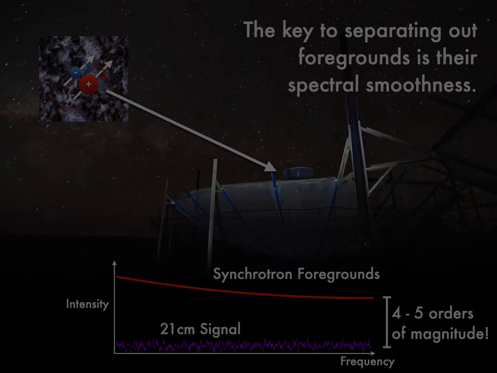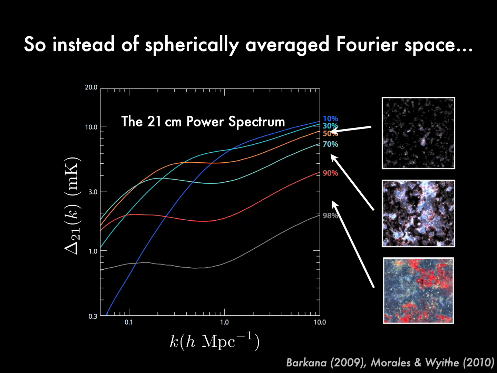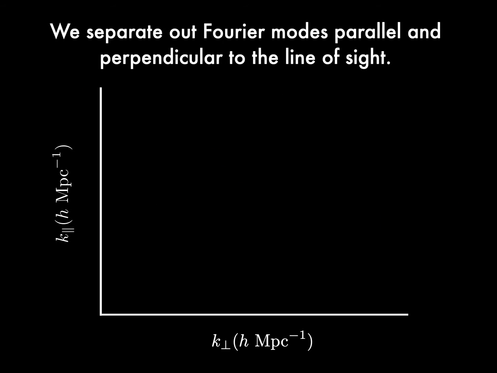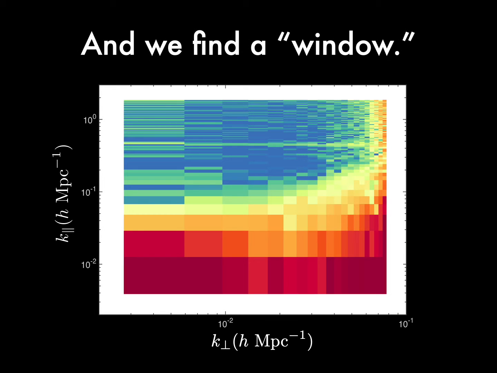So instead of thinking about the power spectrum as reionization evolves as some power level of fluctuations as a function of spatial scale, we take our spatial scale k and we unfold it. So instead of k, we think about k perpendicular, the Fourier modes perpendicular to the line of sight, and k parallel, the Fourier modes along the line of sight. When we look in that space, we find what we call the window. And to understand the window, it's helpful to think about the following.